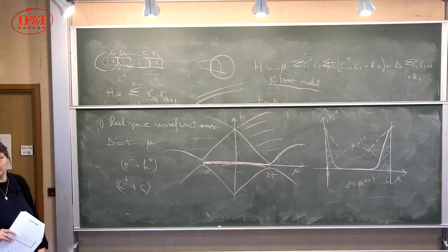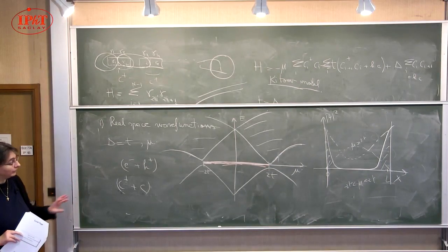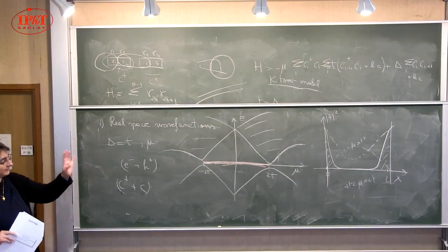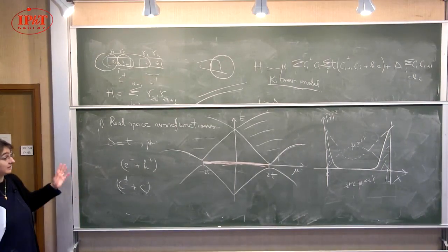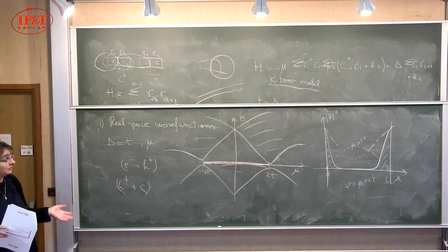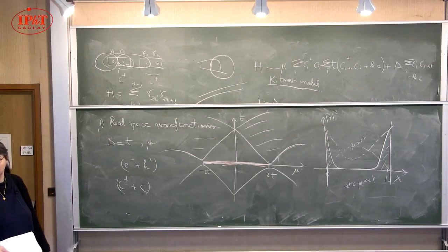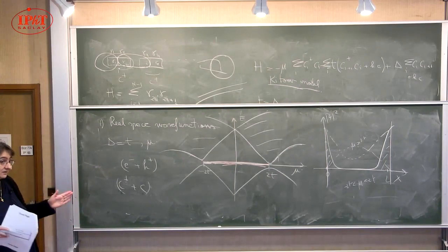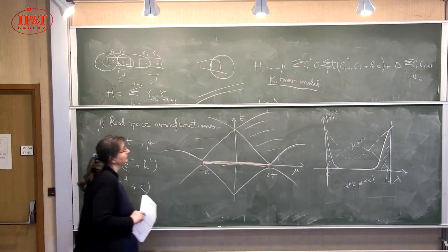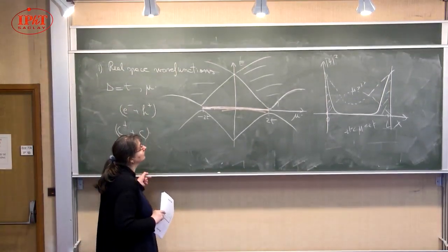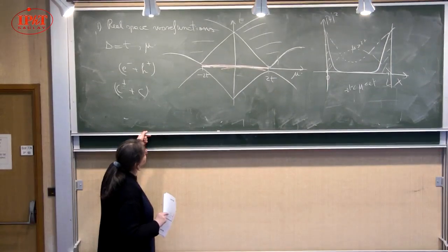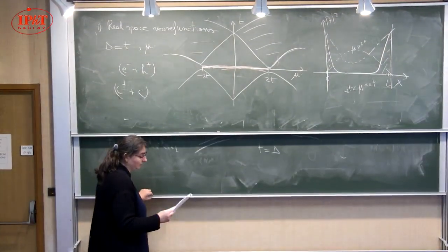And I'm going to talk much more about that later. I'm not going to prove it to you now. For now, the only thing I'm proving is that I have zero energy states, and the zero energy states are localized on the ends of the wire. So the Kitaev model exhibits zero energy states which are localized on the ends for this interval. Okay.